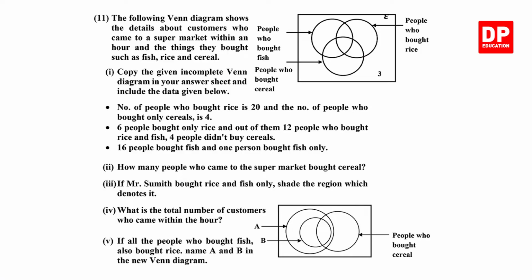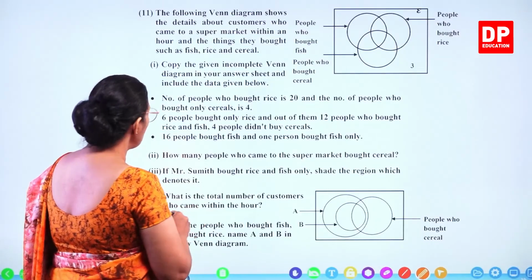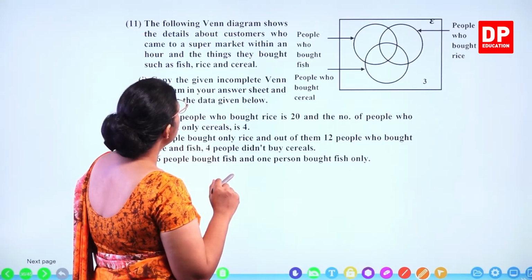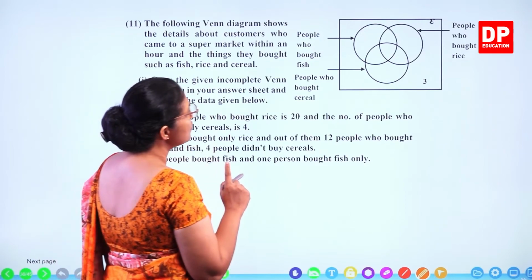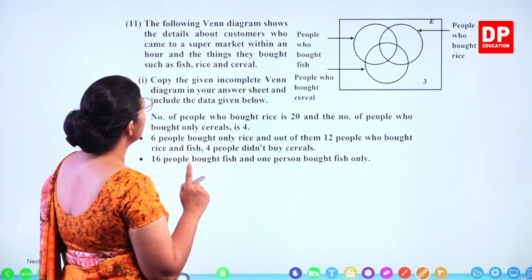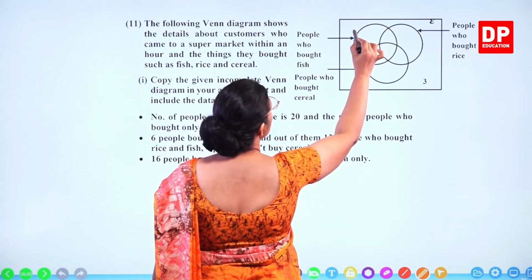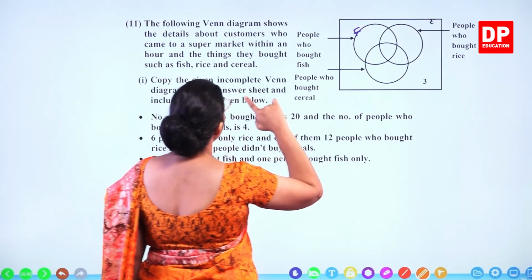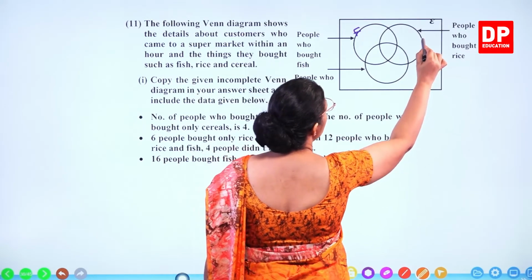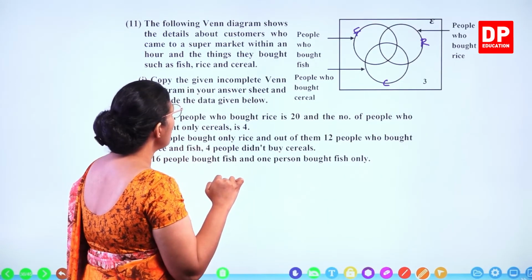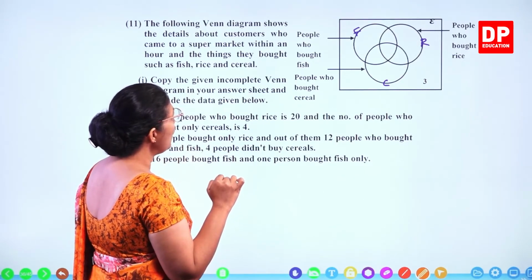Question number 11. It's about sets. The following Venn diagram shows the details about customers who came to a supermarket within an hour and the things they bought, such as fish, rice and cereal. So this is fish, I'll write F. Rice is this one and cereal is this one. Copy the given incomplete Venn diagram in your answer sheet and include the data given below.